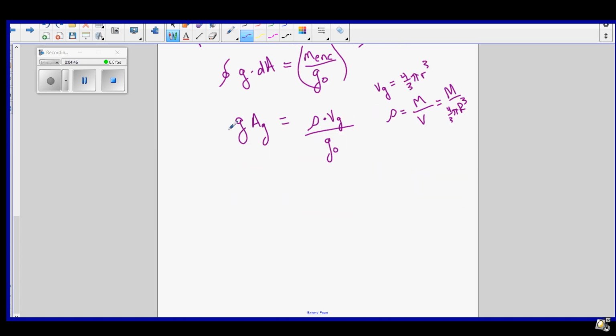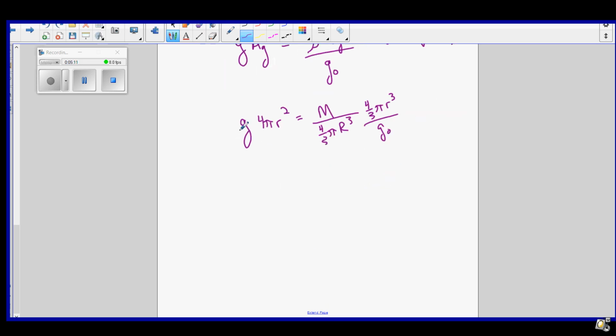Okay, so my surface integral, g times the area of my Gaussian shape, 4 pi r squared, is equal to the density, which is mass over volume, 4/3 pi big R cubed, times the Gaussian volume, which is 4/3 pi little r cubed, divided by epsilon naught.